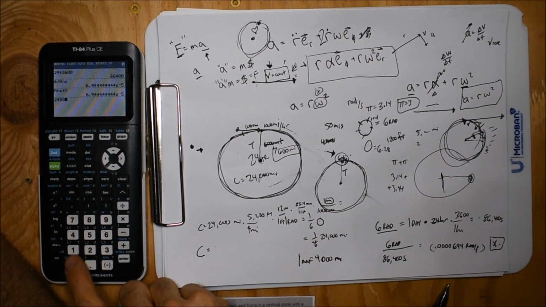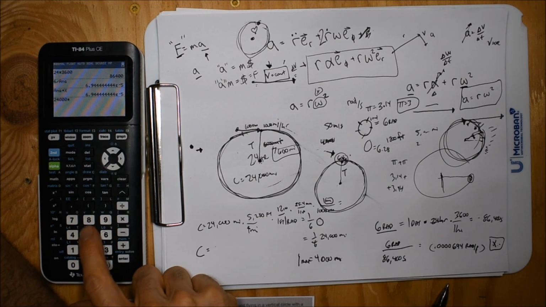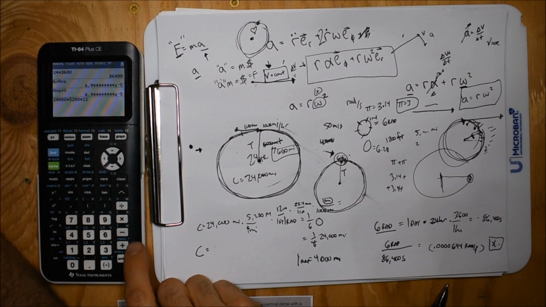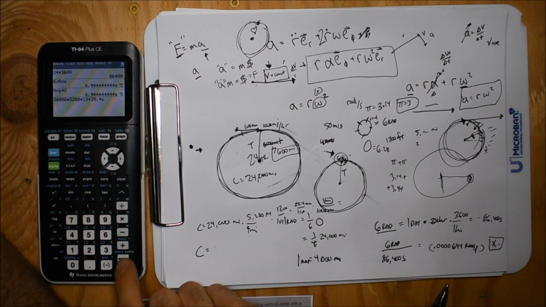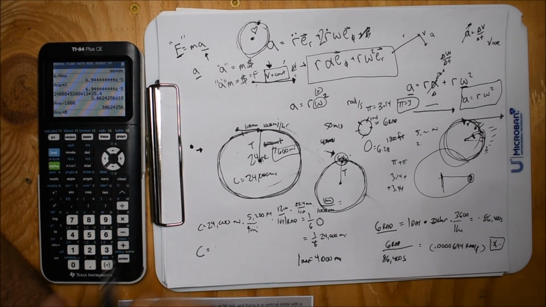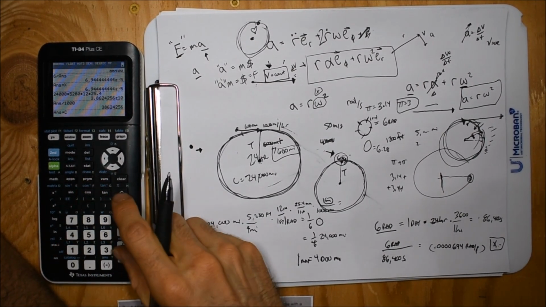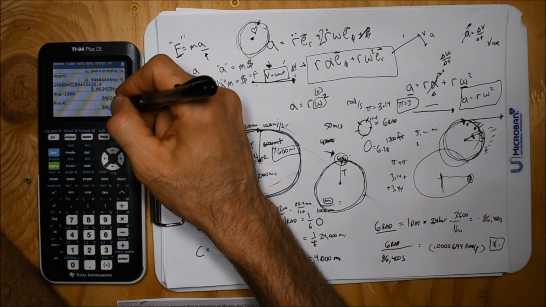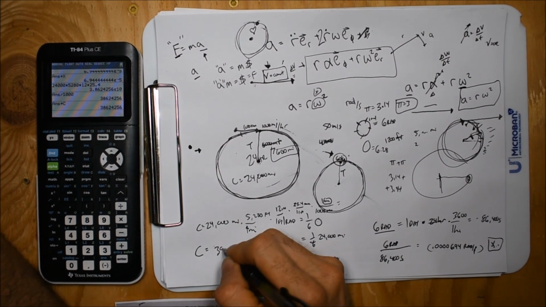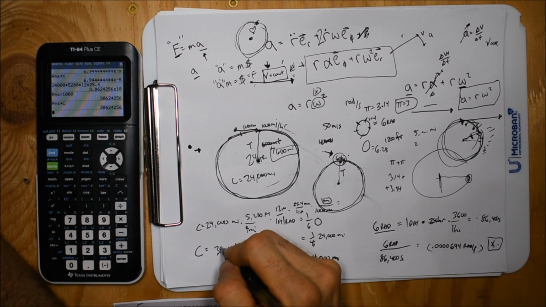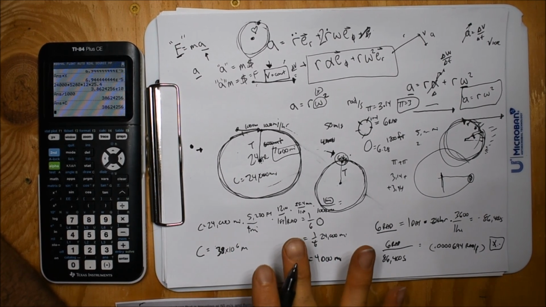So let's do it. 24,000, because we're pretty accurate on that, times 5,280 times 12 times 25.4 divided by 1,000. So that's how many meters. We're just going to store that as C, for circumference. And it's like 38 million, 38 times 10 to the 6 meters. Oh, I don't even know if that's right. It doesn't feel right, but that's all right.